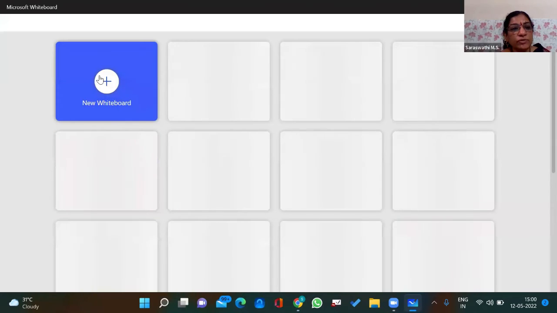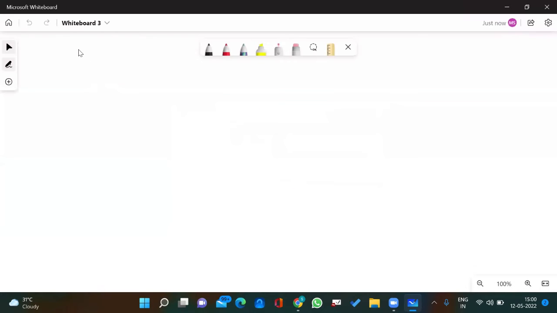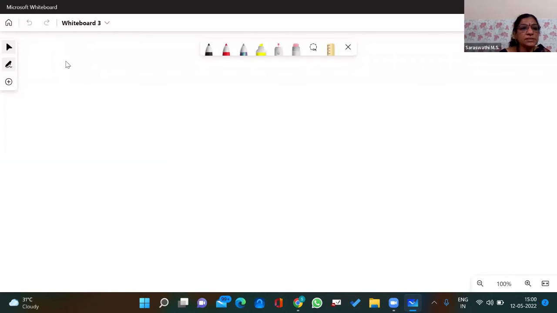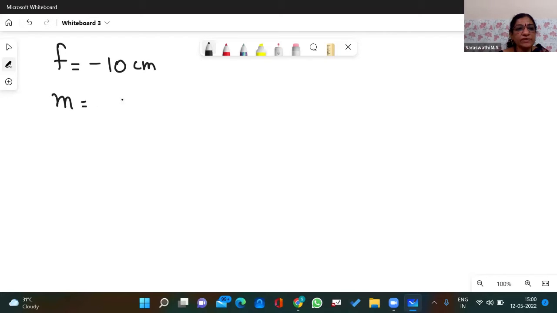Tell me what the focal length is. F is equal to minus 10 centimeter. So magnification, we'll do for plus and minus 2. First we will do for +2, which is virtual and erect.